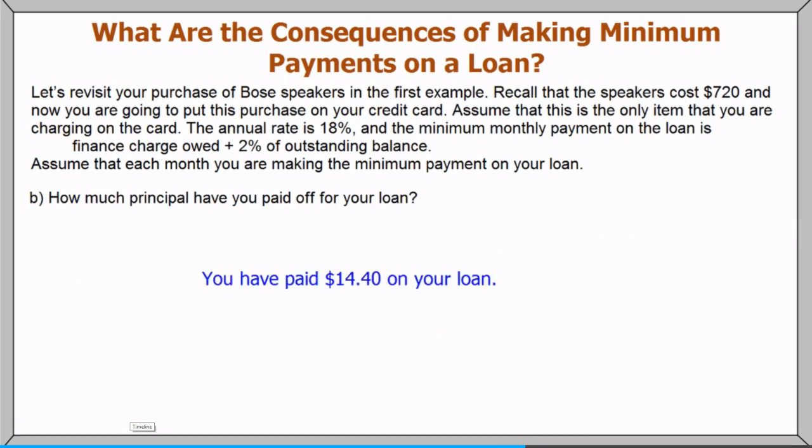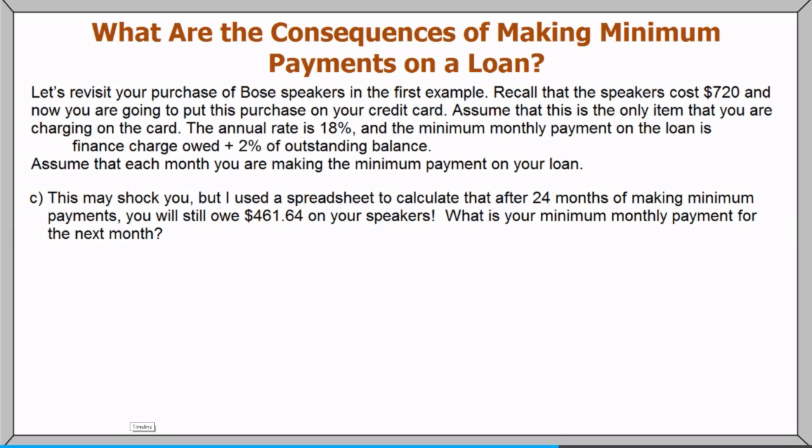In Part A, we figured out that you have paid $14.40 in principal on your loan. Part C states, this may shock you, but I used a spreadsheet to calculate that after 24 months of making minimum payments, you will still owe $461.64 on your speakers. What is your minimum monthly payment for the next month?